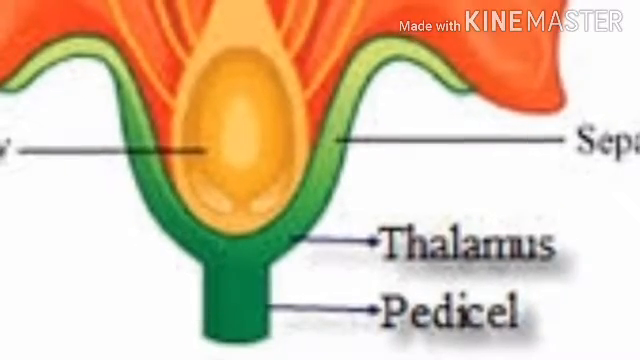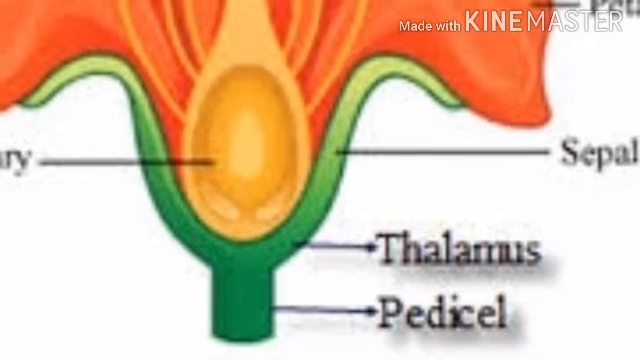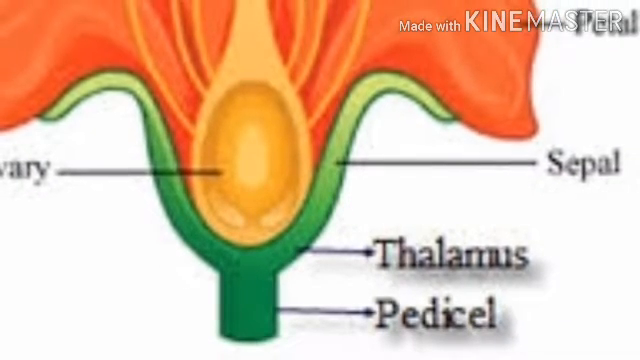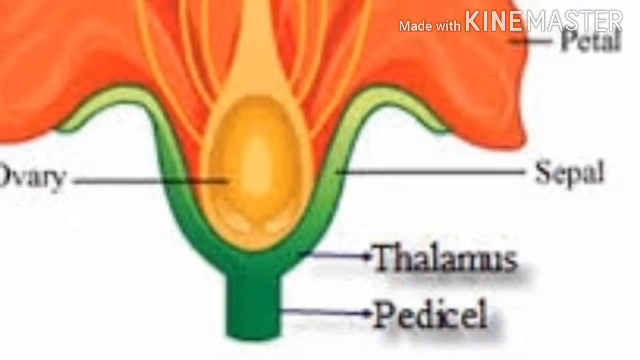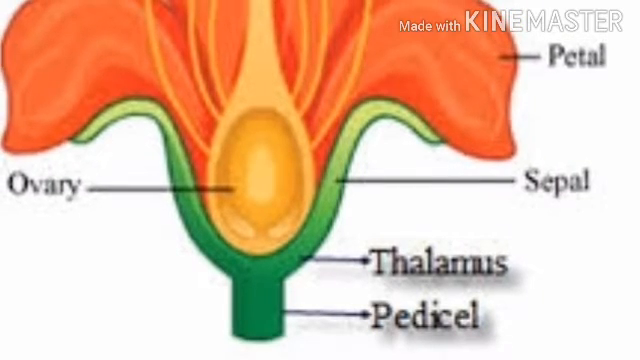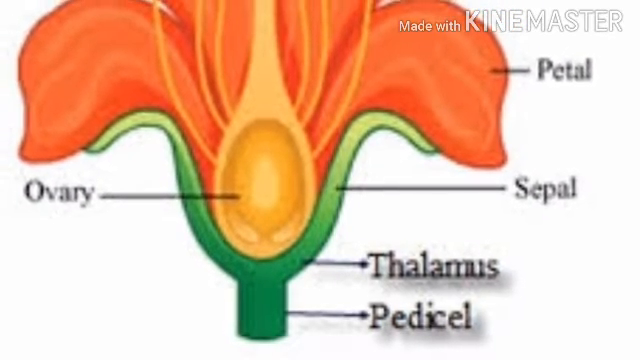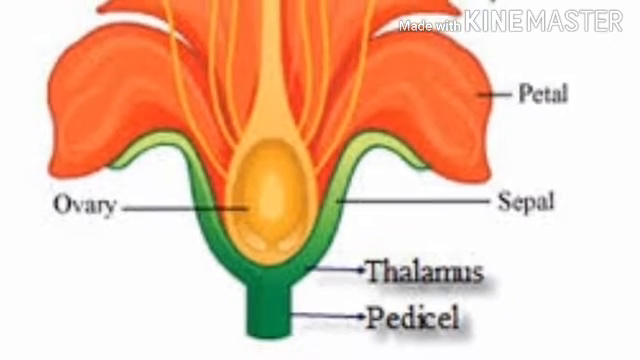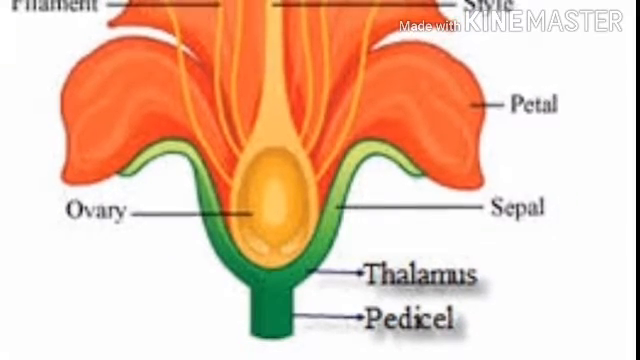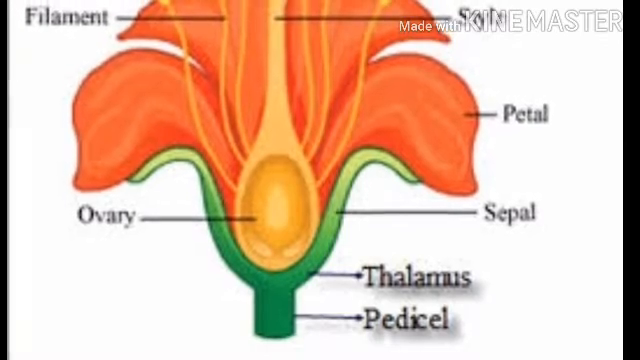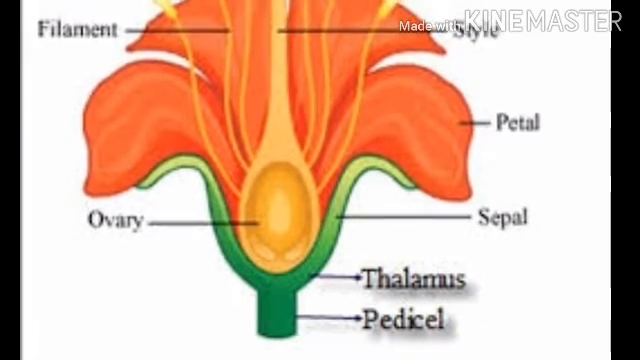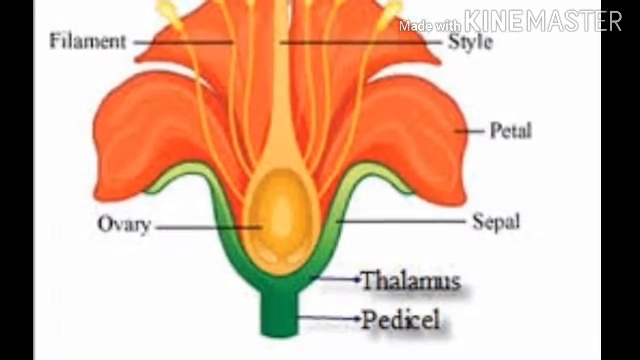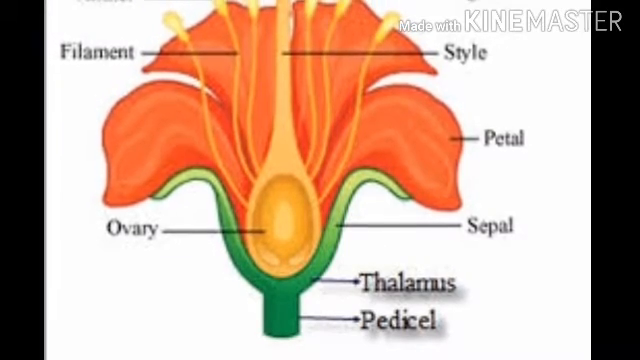Pedicel and thalamus. Pedicel connects the flower with the plant. The uppermost end of the pedicel is swollen. This swollen part of the pedicel is known as the thalamus. It holds different parts of the flower.